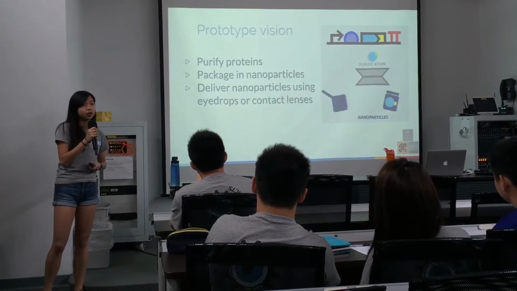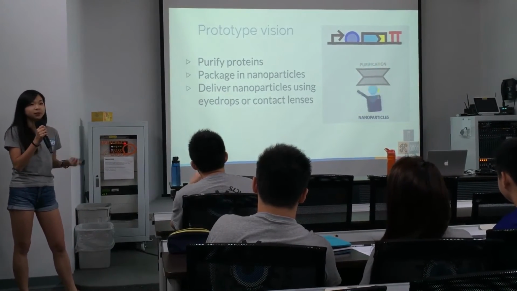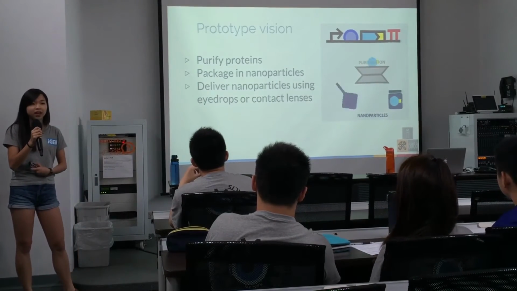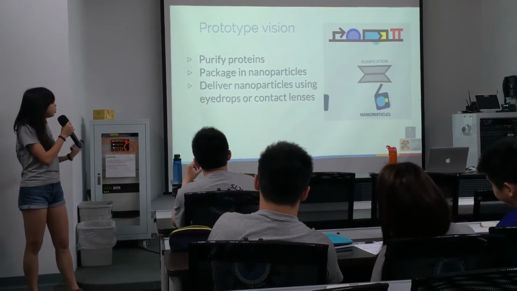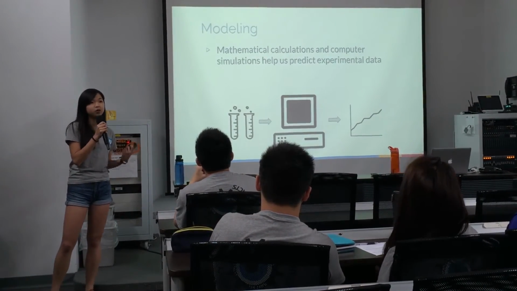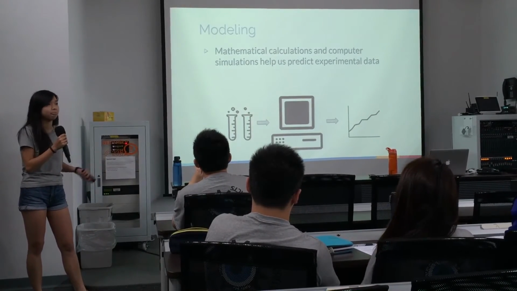So now that we have a prototype design, we still have many unanswered questions, such as how fast do the biodegradable nanoparticles actually degrade? Or how much hydrogen peroxide do we need in order to have cataracts? Well, because these questions can't be answered with experiments, we have to turn to computer modeling. Computer modeling is when we use mathematical calculations or computer simulations to predict experimental data.